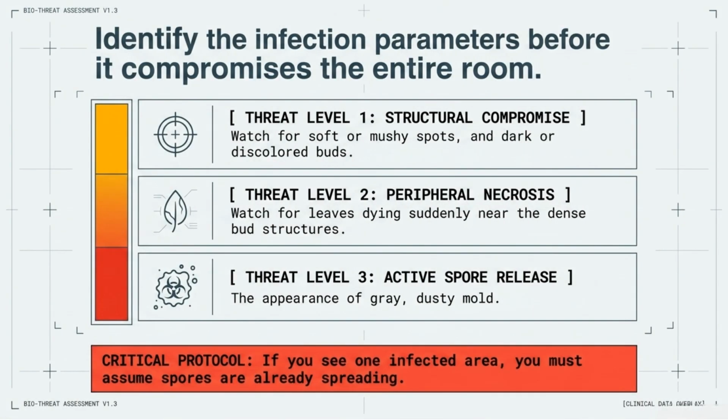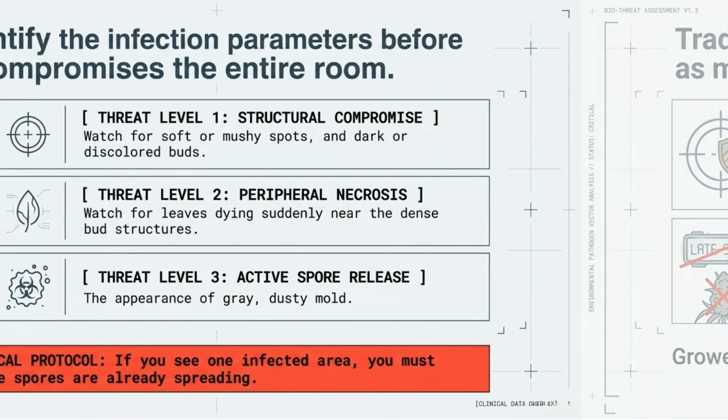Identify the infection parameters before it compromises the entire room. Threat levels range from structural compromise to active spore release. If you see one infected area, assume spores are already spreading.